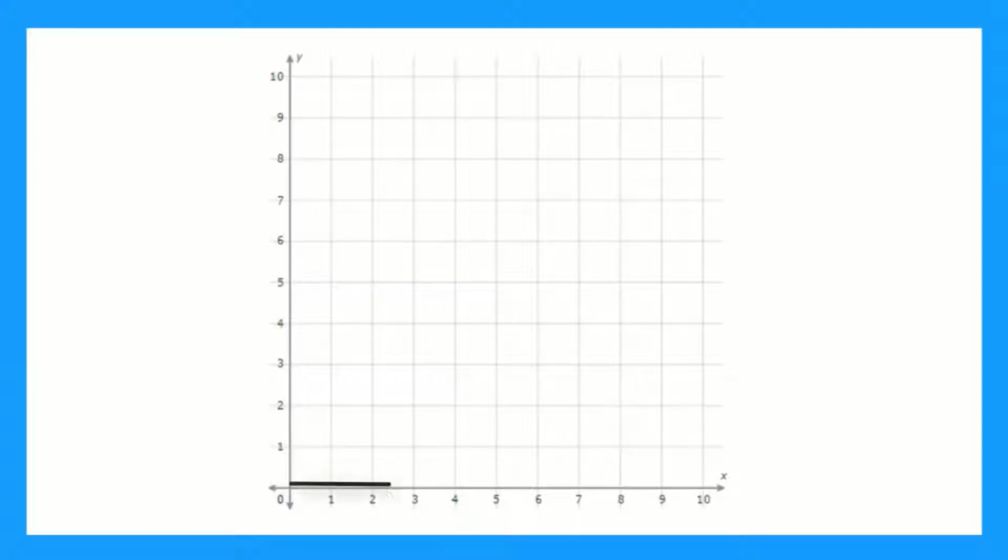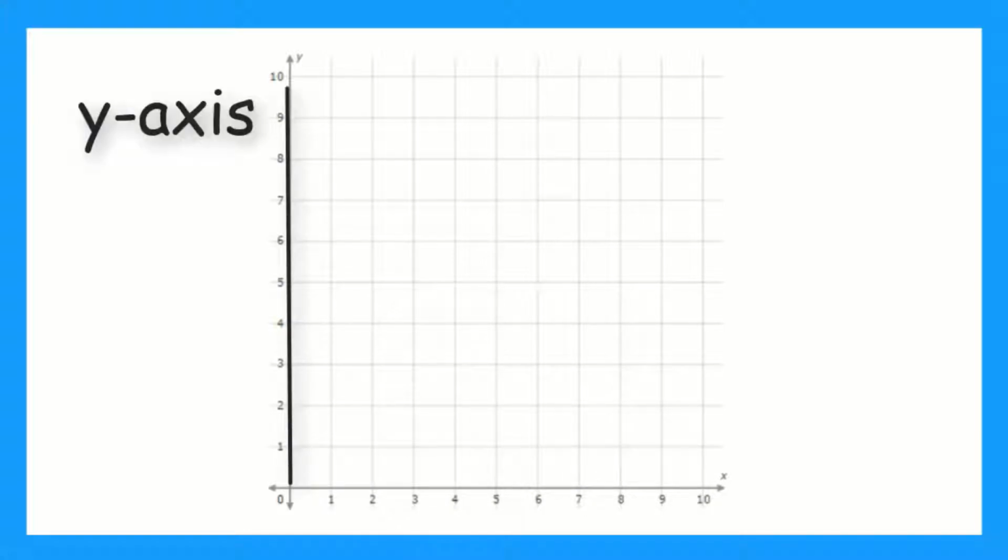The dark line that runs horizontally is called the x-axis. The dark line that runs vertically is called the y-axis.